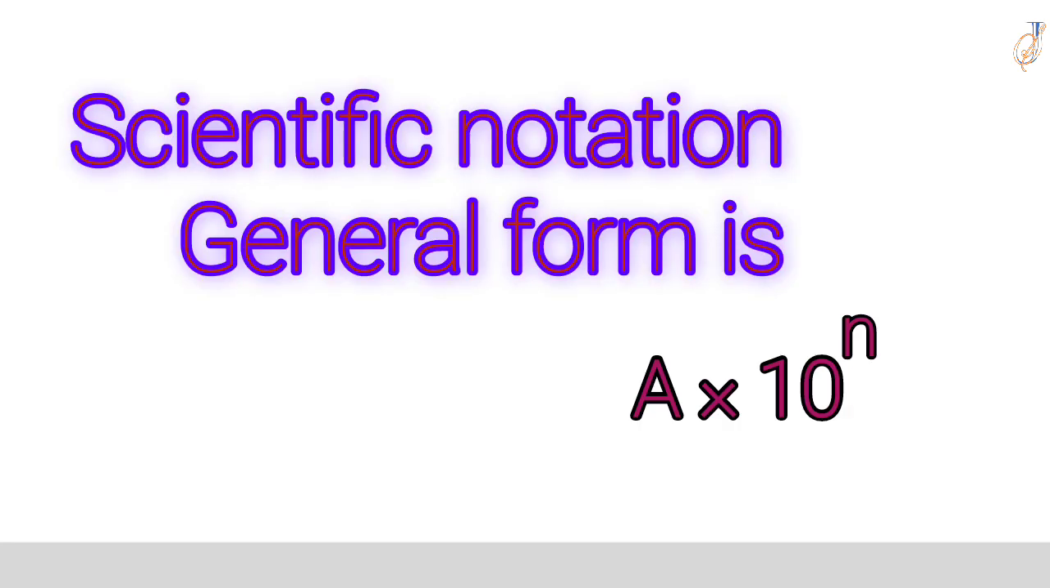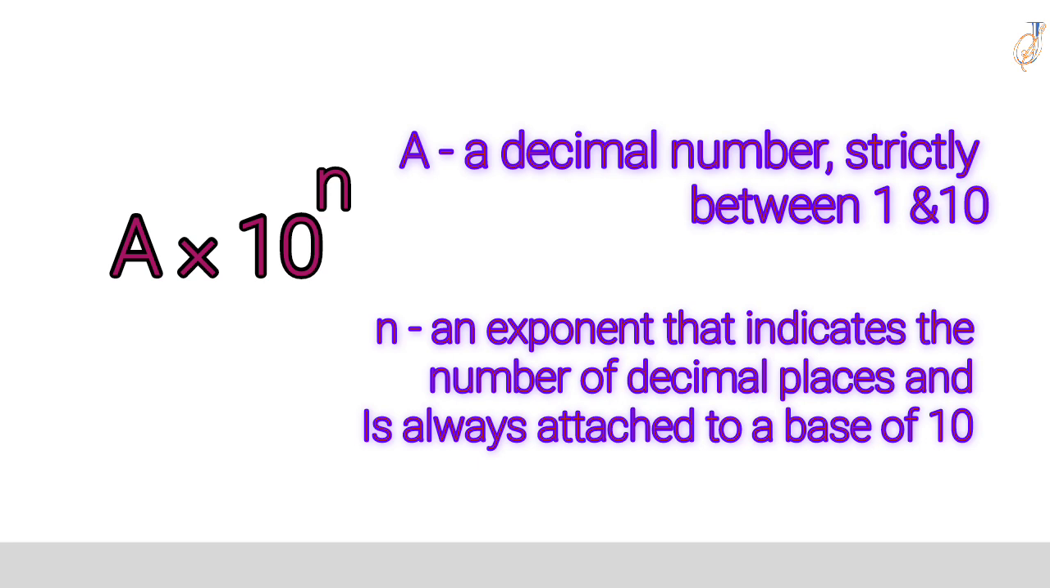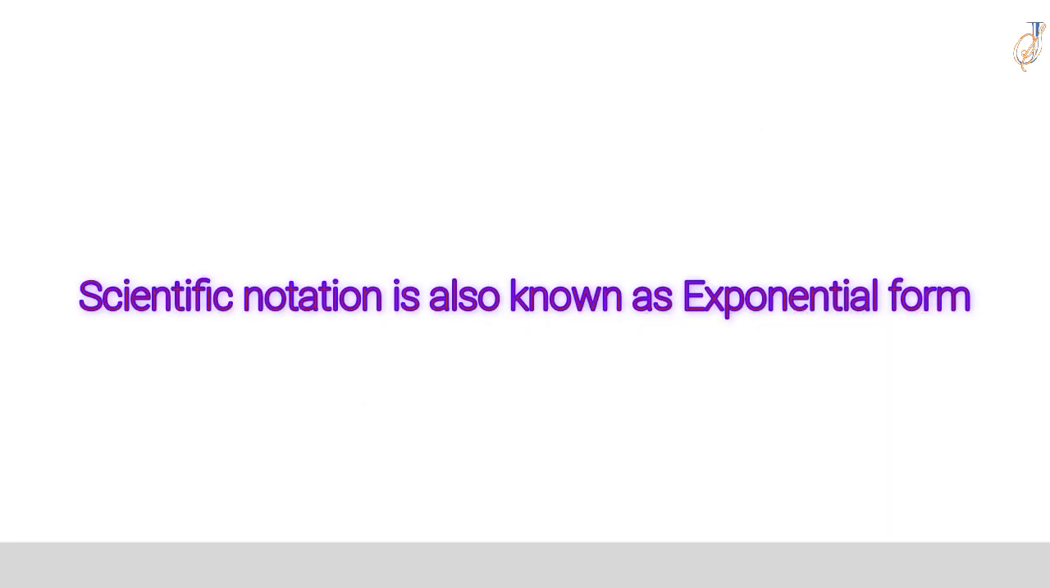All numbers written in scientific notation have a general form of capital A times 10 power n, where capital A is a decimal number that is strictly between 1 and 10. n is an exponent that indicates the number of decimal places and is always attached to a base of 10. Scientific notation is also known as exponential form.